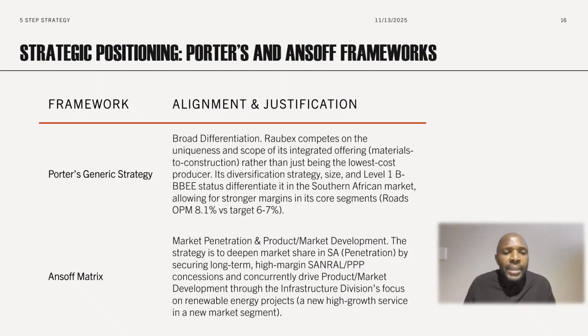We've seen that market penetration, and product and market development is what was more dominant in their strategy. The strategy is to deepen market share in South Africa through penetration, by securing long-term high-margin Sun-royalty concessions, and concurrently drive product and market development through the infrastructure division's focus on renewable energy projects. That is a new high-growth service in a market segment.